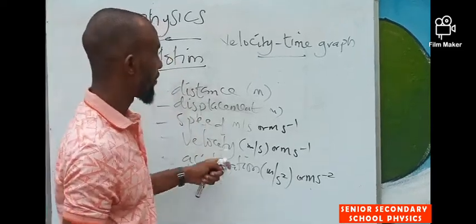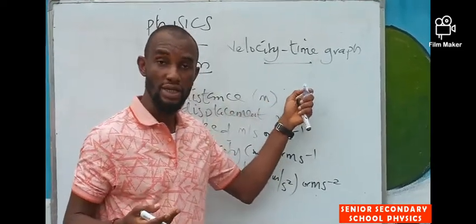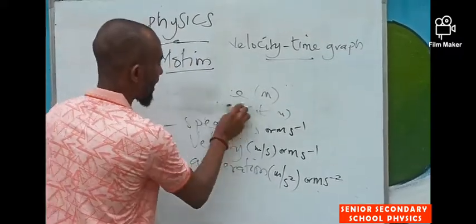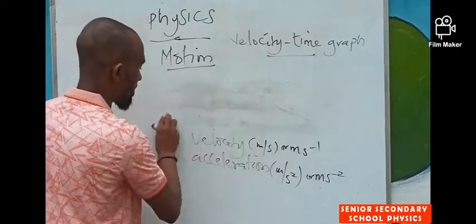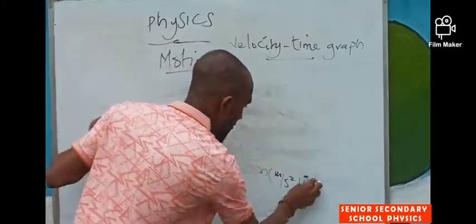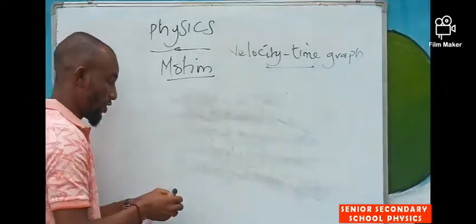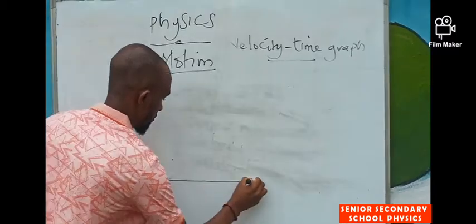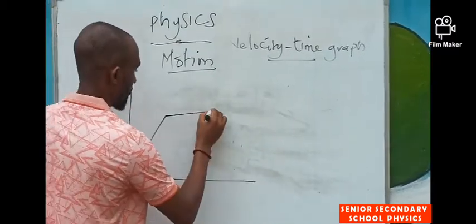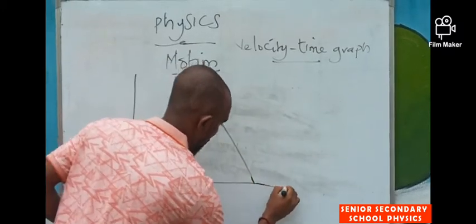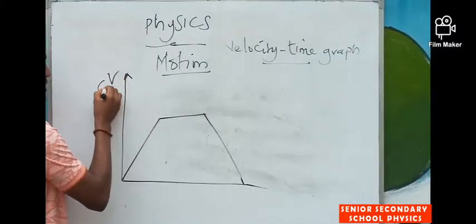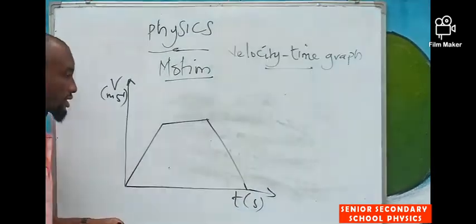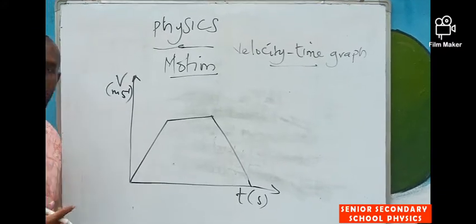Now, what's a velocity time graph? Velocity time graph is just the graph of what? Velocity plotted against time. Okay? Now, the general representation of a velocity time graph, we normally have it this way. It normally looks this way, with the velocity on the vertical axis and the time on the horizontal axis, measured in seconds, don't forget.